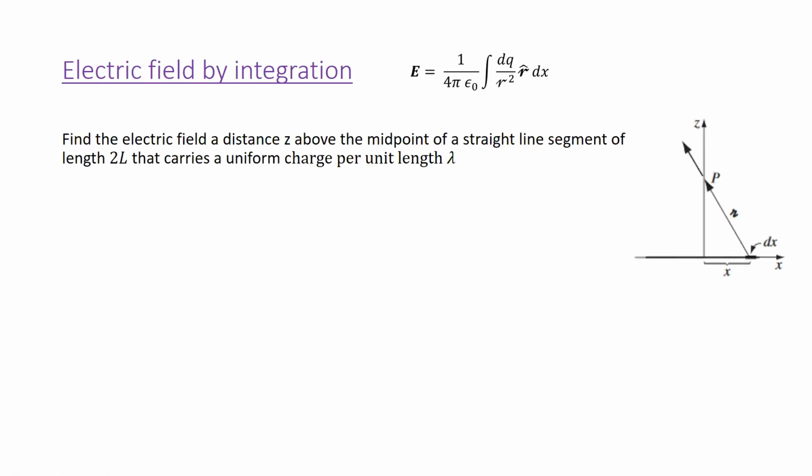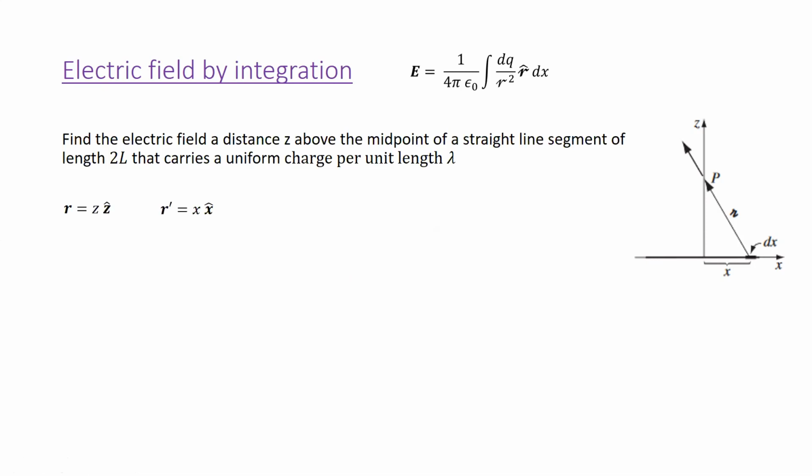Okay? So the problem we have is find the electric field a distance z. Here's the distance z on this axis. This is the point P, a distance z away, above the midpoint of a straight line segment of length 2L. So this is the line segment of length 2L that carries a uniform charge per unit length, lambda. So if its length is 2L, the total charge on it would be lambda times 2L. Okay, so that's the total amount of charge in this length. And we want to find the electric field at this point, P, due to that.